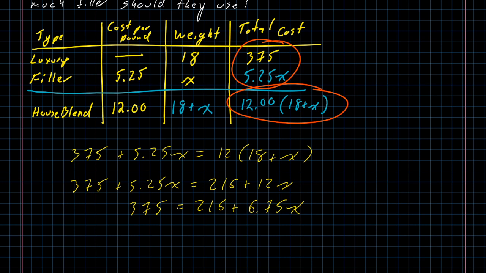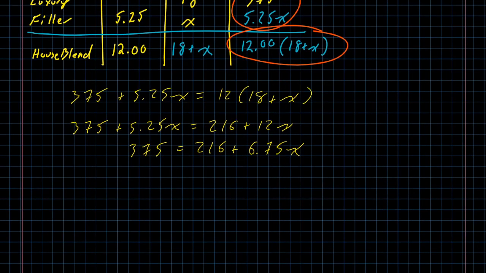We can get the term with x by itself by subtracting 216. That comes out at something. There we go. Now my calculator is agreeing with me. 159. And then divide to solve for x. I'm going to round it up and call it 23.6.